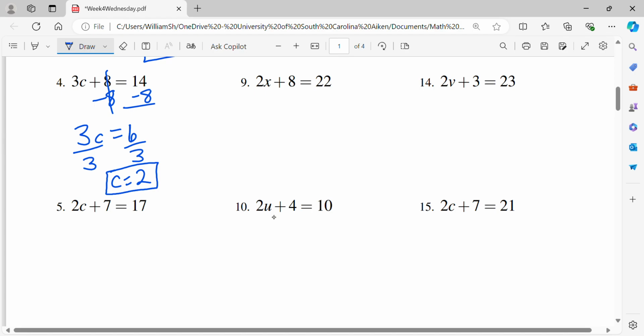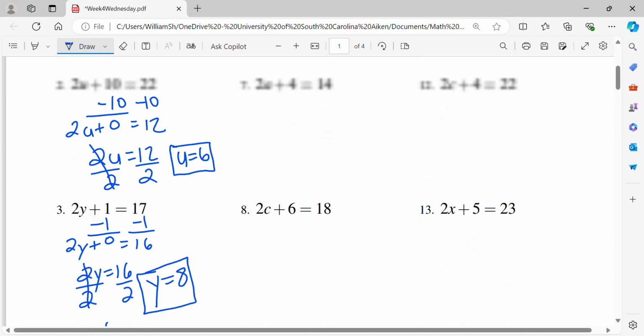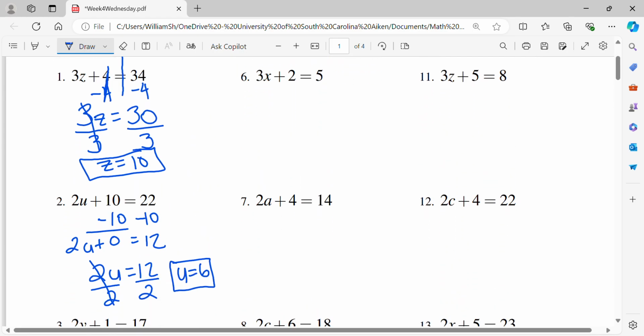Alright. I have 2c plus 7 equals 17. So I'm going to subtract 7 from both sides. That's going to cancel these 7's out. It's going to zero that out. 17 minus 7 is 10. I've got 2c equals 10. I'm going to divide by 2. And here, c equals 5. Not too bad. All right, I'm going to scroll back up and start on number 6.